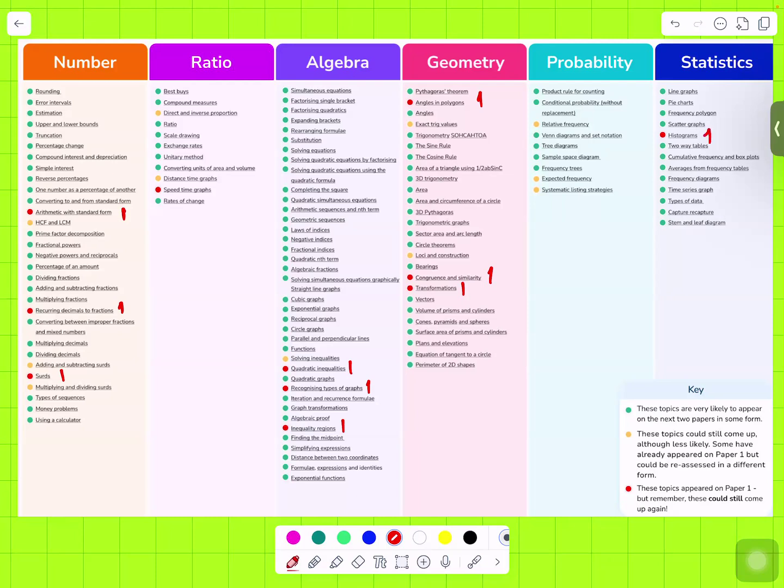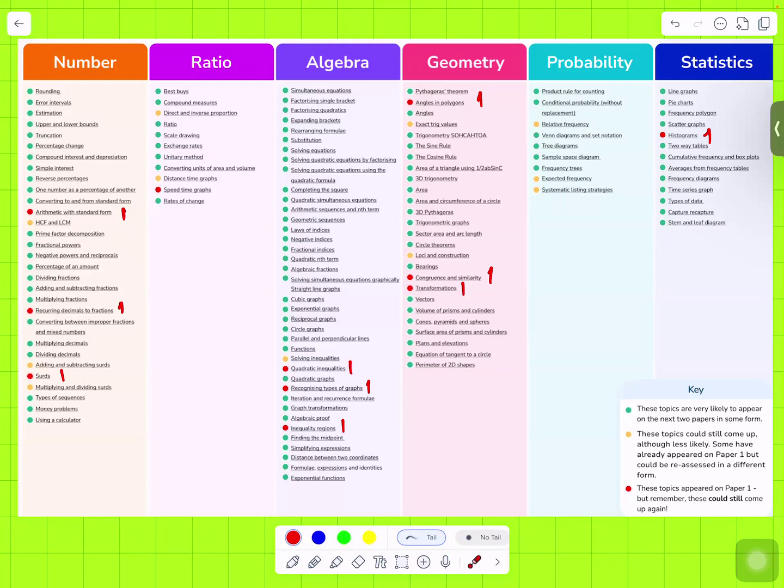So those ones, they are not likely to come again for paper 2 and 3. The ideas and similar things may come. Paper 2 and 3 requires calculator. So the ones in green are very, very likely to come in paper 2 and 3. The ones in green are the ones you really need to make sure you practice questions on.